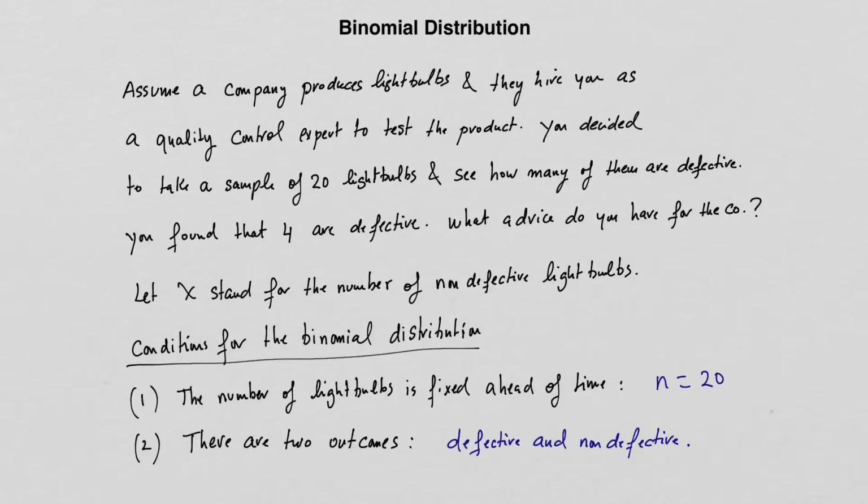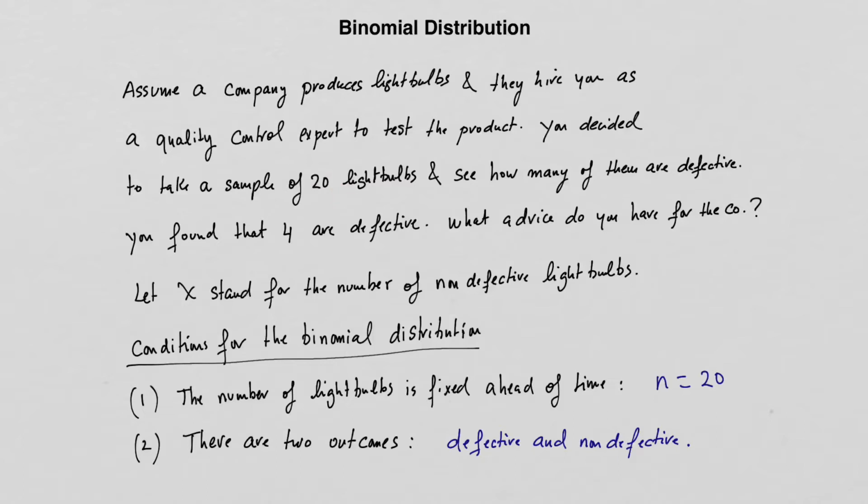There is a difference between testing light bulbs until you find the first non-defective. Well, you might end up testing only 1, you may end up testing 100. So that wouldn't be fulfilling this condition. The number of light bulbs that you are going to test has to be fixed ahead of time. You already knew you're going to test 20 of them. There is a difference between saying, please test 20 light bulbs, and please test light bulbs until you get the very first defective. See the difference?